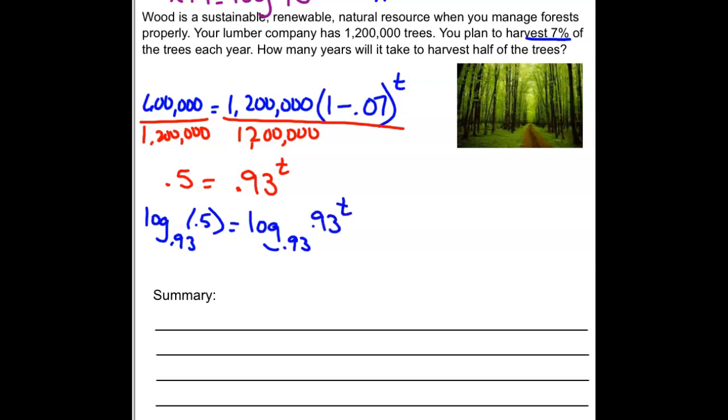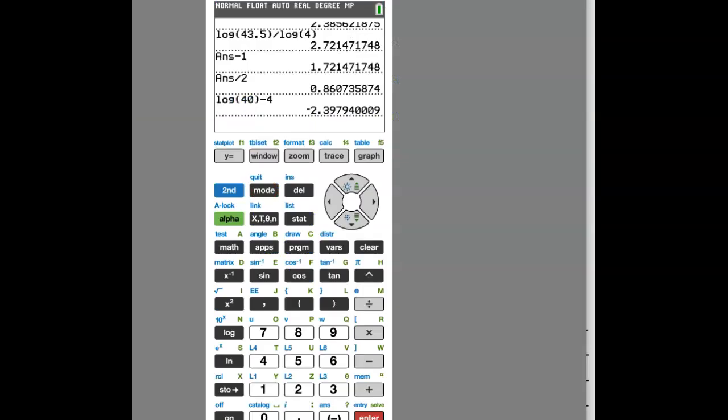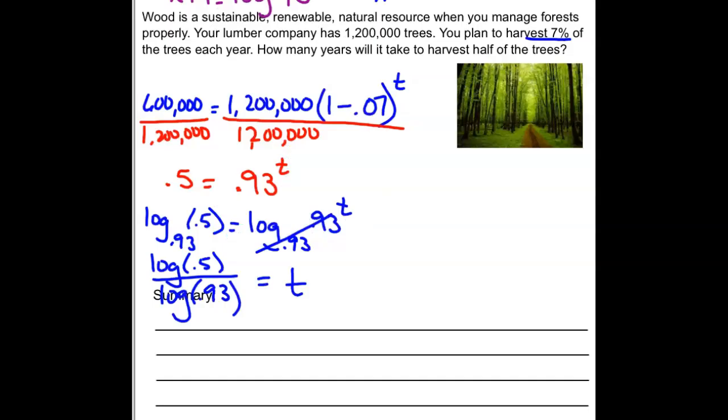On the right-hand side now, these drop out. We just get our t for time. On the left side, we use our change of base. So we're going to take common log of 0.5 divided by common log of 0.93. All right, so common log of 0.5 divided by common log of 0.93. So it's going to take just a little over 9.5 years for us to harvest half of the trees.